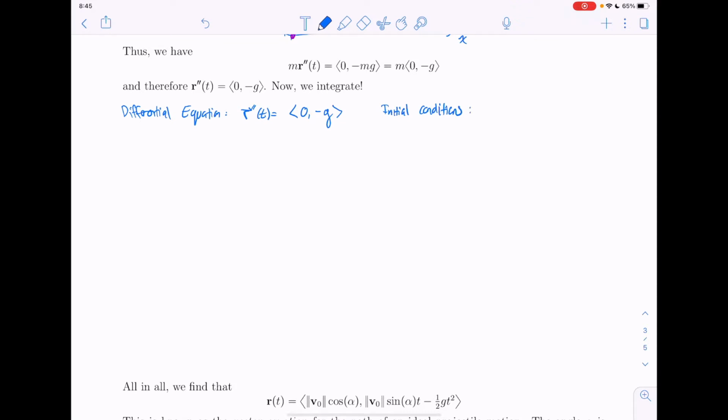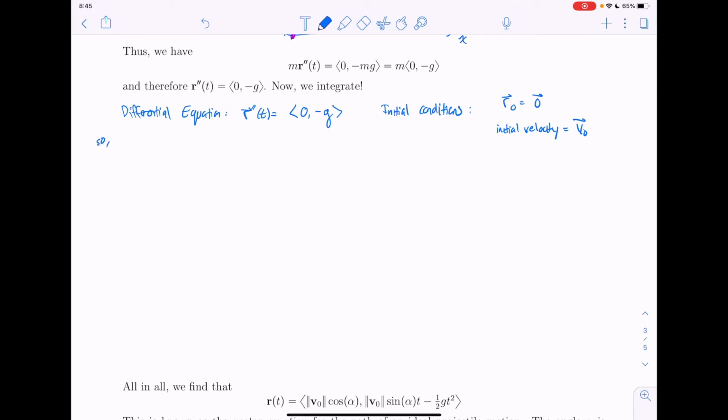And so the initial conditions for us are the following. We have that our initial position, which was r naught, is equal to the 0 vector. And we know that our initial velocity is equal to v naught. So these two pieces of information will help us solve for our integrating constants as we integrate this differential equation.